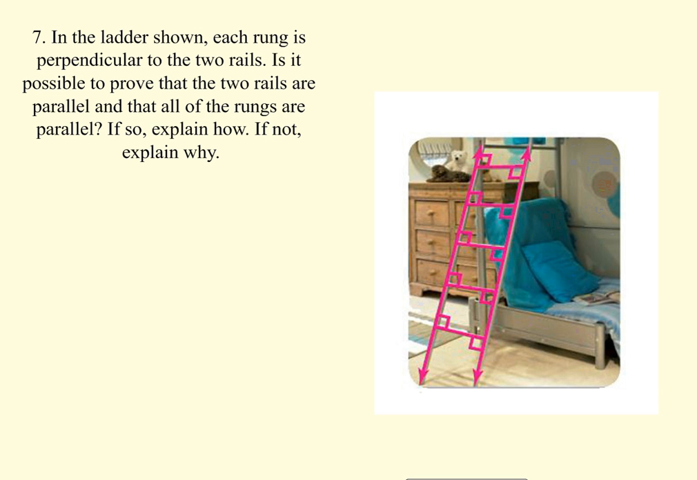So take a look. There's a ladder. Each rung is perpendicular to the 2 rails. Is it possible to prove that the 2 rails are parallel? And that all the rungs are parallel? If so, explain how. If not, explain why. So you've got a ladder where each rung is perpendicular to the 2 rails. Is it possible to prove that the 2 rails are parallel? Is it also possible to prove that the 2 rungs are parallel?